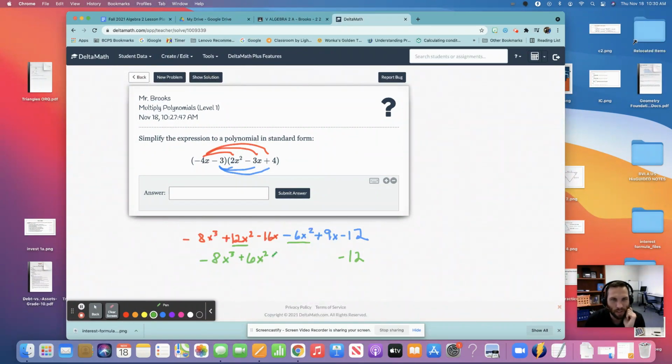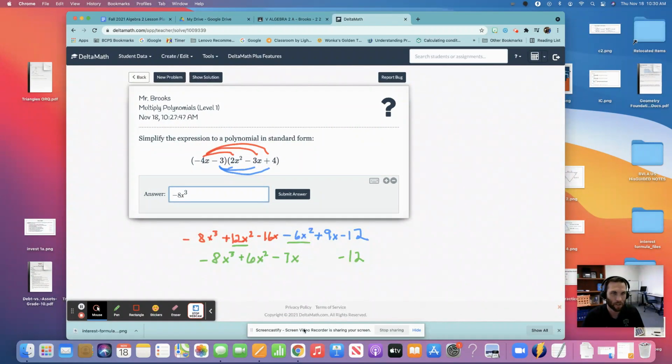-16x plus 9x is -7x. Is that right? -7x. I'm doing math on Zoom, and I hate arithmetic on Zoom. -16 plus 9 is -7x. Good. And oh yeah, that's everything. Perfect. So this is -8x to the third plus 6x squared minus 7x minus 12.